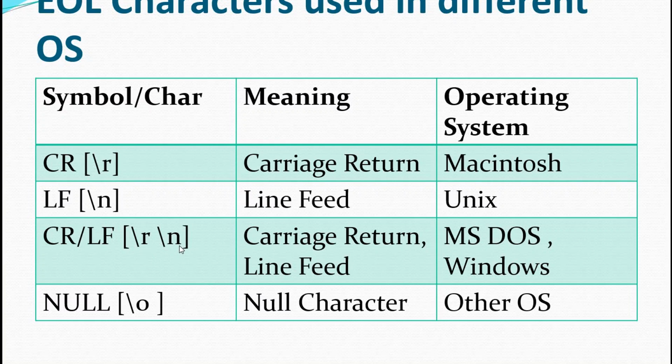Or \r\n, carriage return and line feed, which works in MS-DOS or MS Windows. Either you use \r or \n, it will work because both are part of Microsoft DOS or Microsoft Windows. The full form of DOS is Disk Operating System. And null is the null character. Here you have to write 0 instead of the letter O.